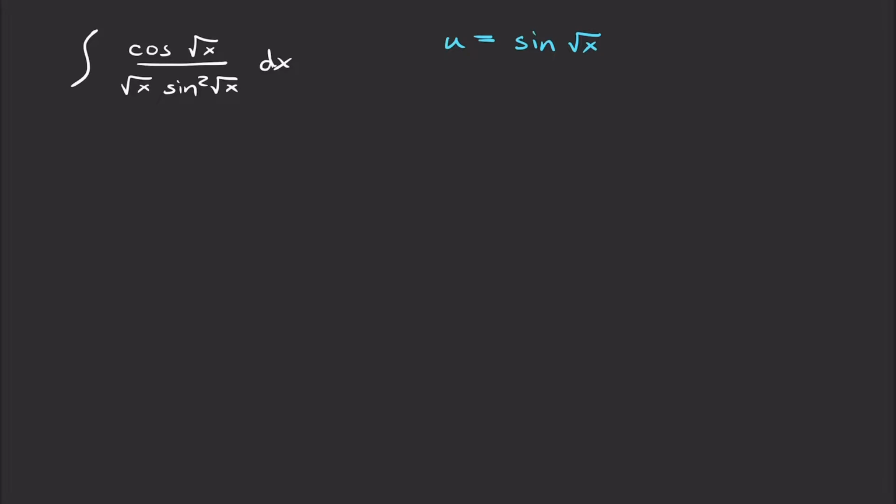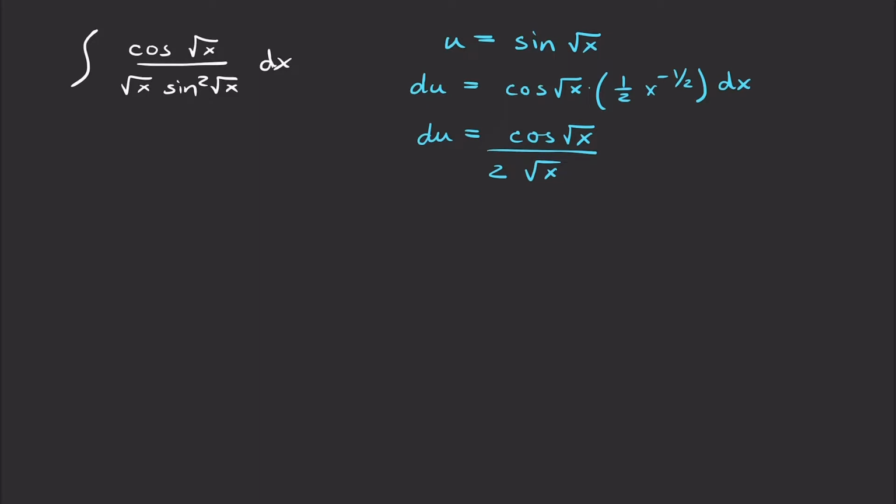And so hopefully you can see this is going to take care of the sine on the bottom, and then when we take a derivative, that's going to take care of the cosine on top. So if we take the derivative of this, we get cosine of square root of x times the derivative of the inside using the chain rule. So that'll be 1/2 x to the minus 1/2 times dx, or du will be cosine square root of x divided by 2 times x to the minus 1/2. Well, that just comes to the bottom, and it's square root of x.